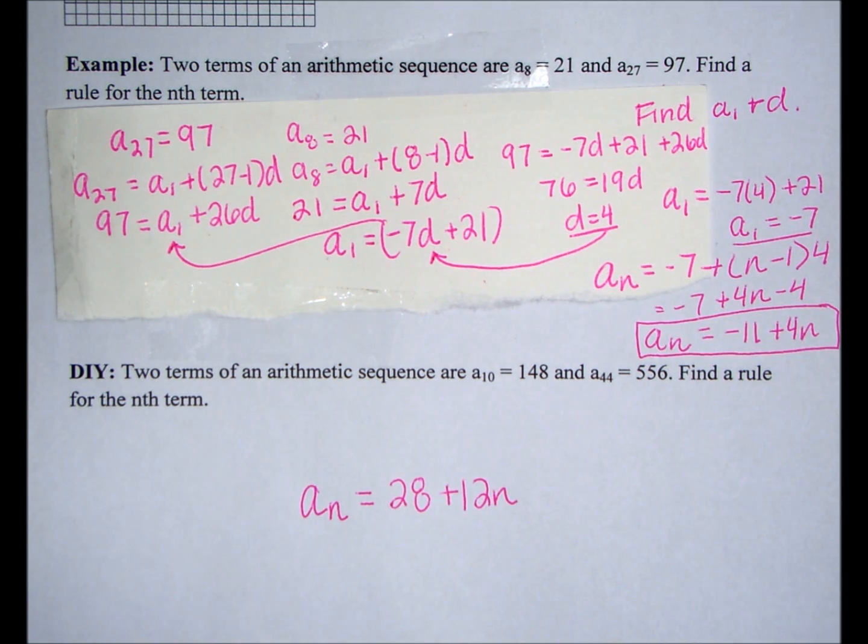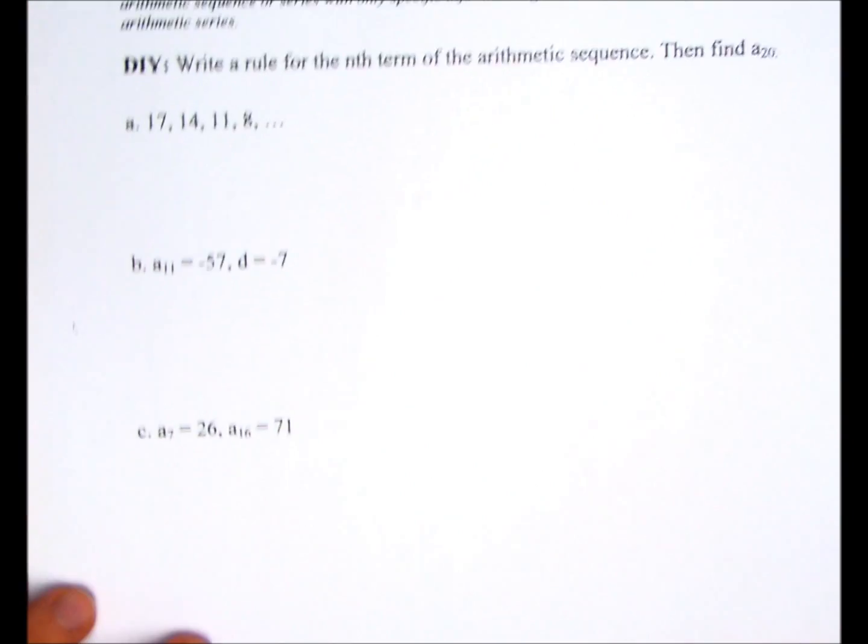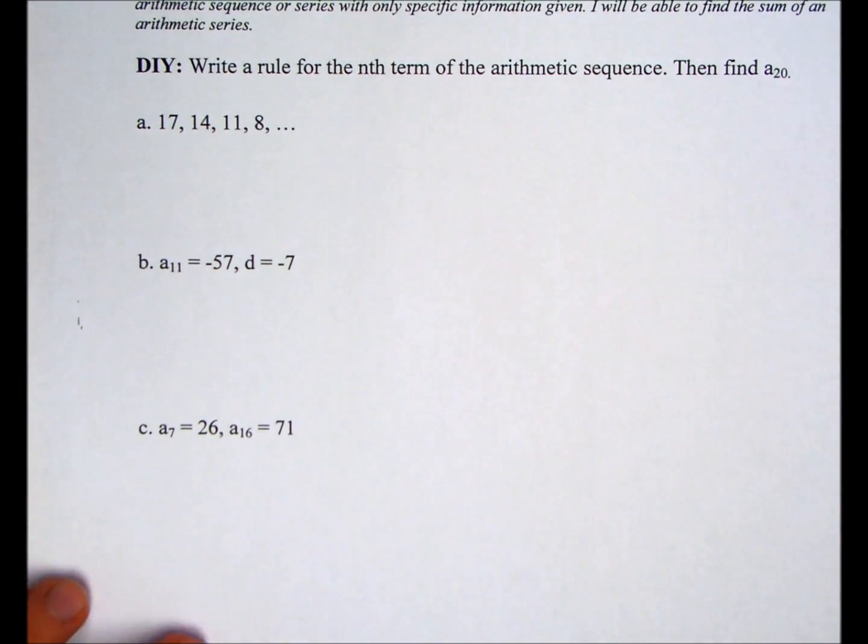Alrighty, we have one more example that we're going to go over before stopping for the day. I'm going to go over one of these and then I'm going to let you do the next two on your own. So first they want us to write a rule for the nth term of the arithmetic sequence, and then they want us to find a sub 20.